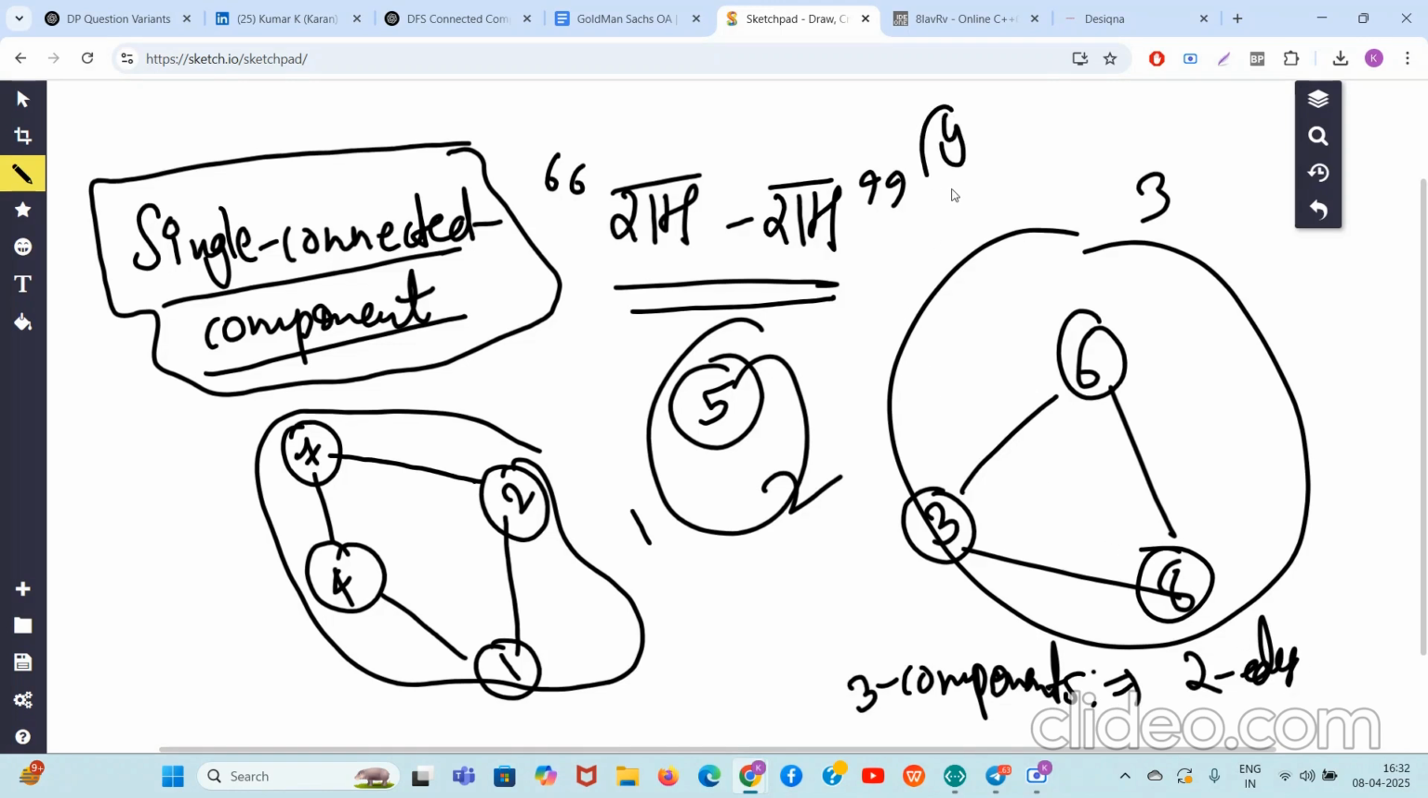If there are x number of components, then you will need x minus 1 edges. Why? This is common sense actually.